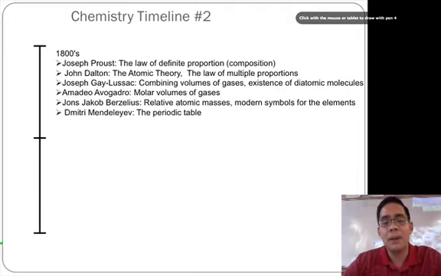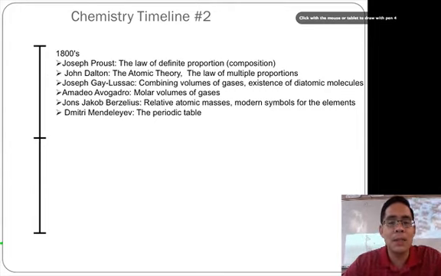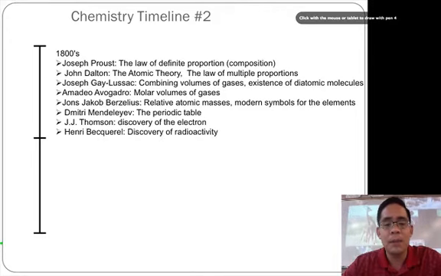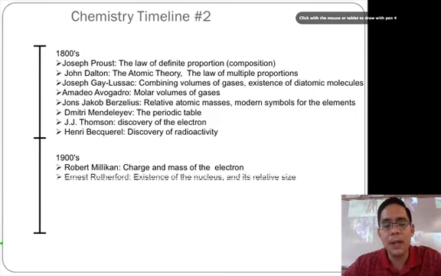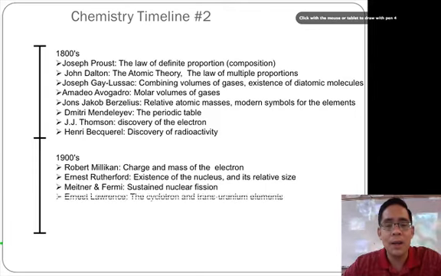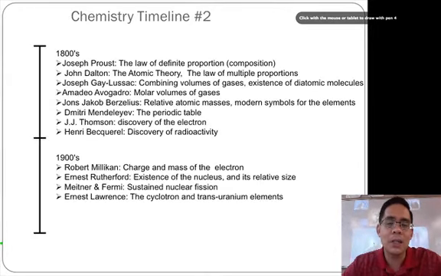Berzelius talked about relative atomic masses and modern symbols for the elements. Mendeleev actually came up with the first periodic table organization, finding patterns in the elements, which we'll talk about in more detail later. J.J. Thomson came in with his discovery of the electron. Becquerel discovered radioactivity. And in the 1900s, we get the charge and mass of the electron, and the existence of the nucleus and its relative size. Sustained nuclear fission came in the early 1900s, and of course that leads into nuclear reactors and nuclear bombs. Lawrence then discovered the cyclotron, and was able to create transuranium elements using it. So that's basically the history and timeline.